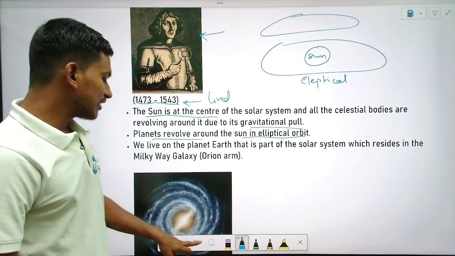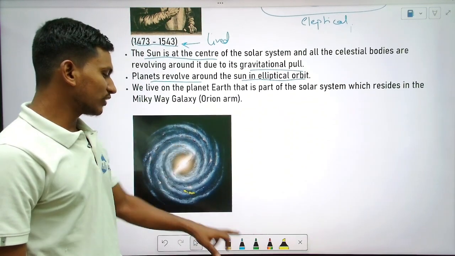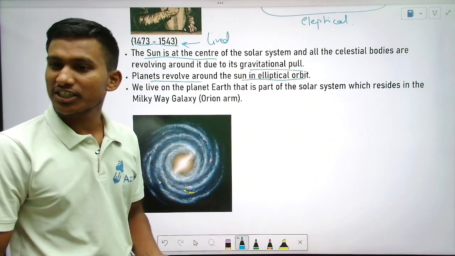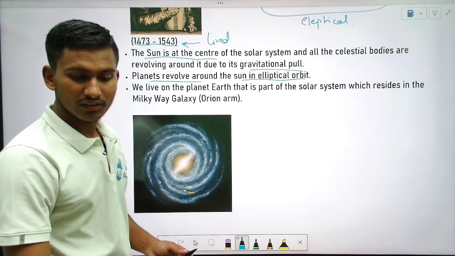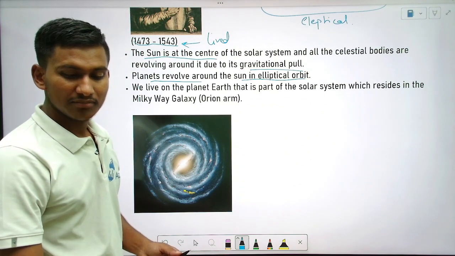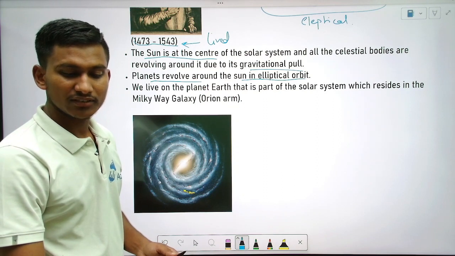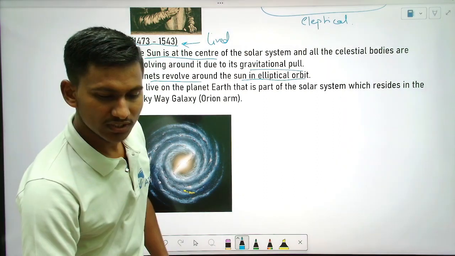So in which galaxy are we situated? Tell me. Yes, the Milky Way galaxy, isn't it? Good. So see here.